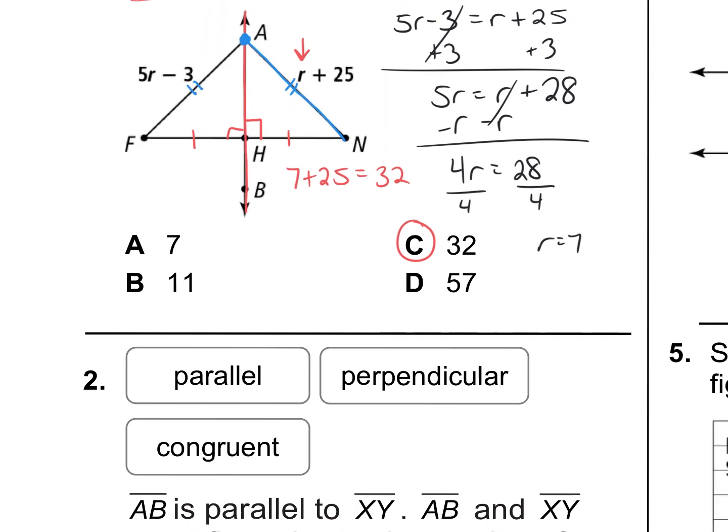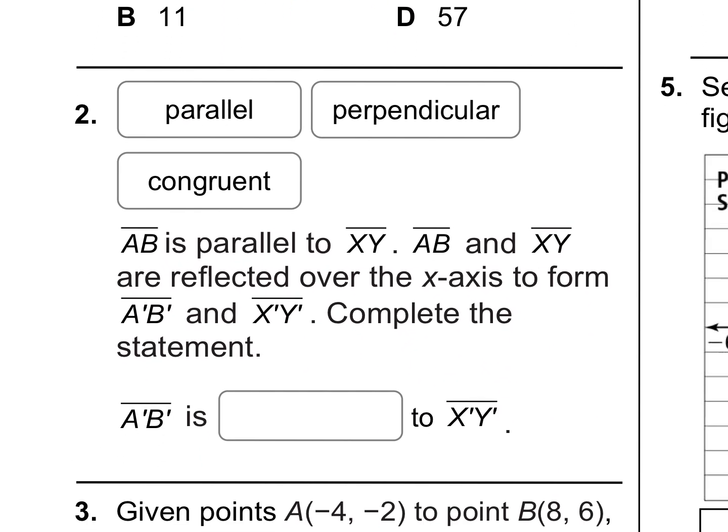Number 2. These boxes right here, that serves as your word bank. Okay, this is kind of a fill in the blank question. So AB is parallel to XY. Okay, so line AB is parallel to line XY. AB and XY are reflected over the x-axis to form AB prime and XY prime.